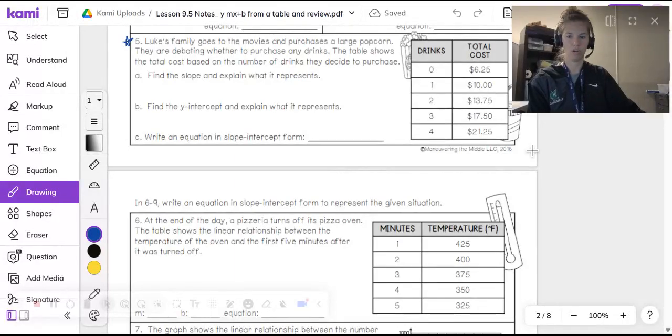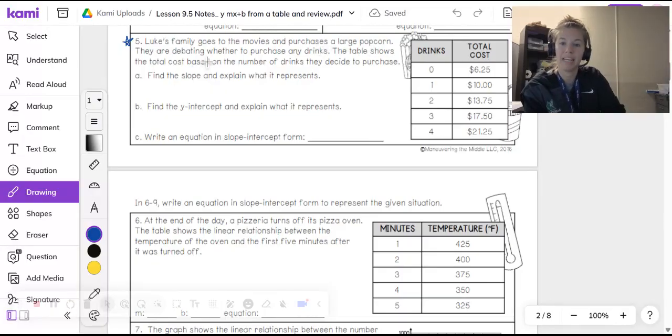We are going over writing equations from contextual problems given tables, graphs, and just situations. So let's take a look at this first one here. Luke's family goes to the movies and purchases a large popcorn. They're debating whether to purchase any drinks. The table shows the total cost based on the number of drinks they decide to purchase.